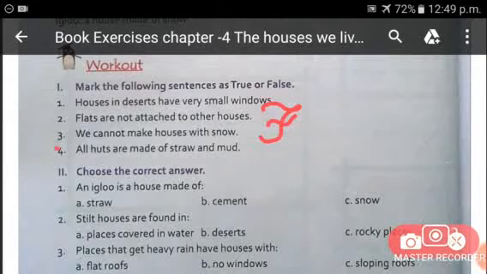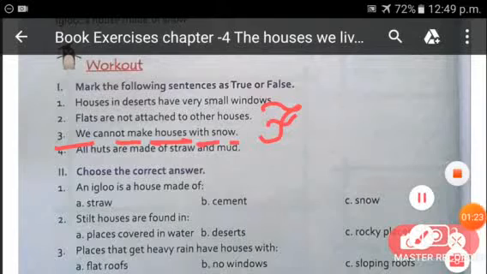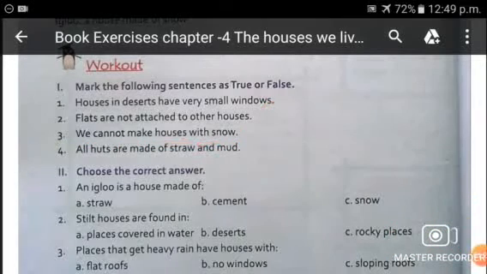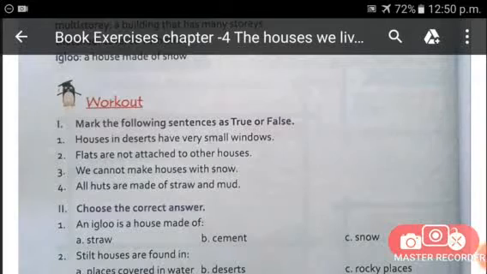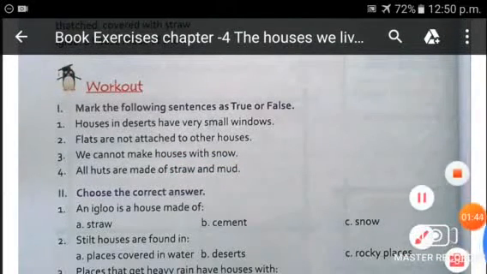Now come to the next statement: we cannot make houses with snow. Is it true or false? Tell me students, can we make our houses with snow or not? As I told you in our previous video, the people who live in very cold places where it snows a lot make their houses with snow. So we can make our houses with snow.